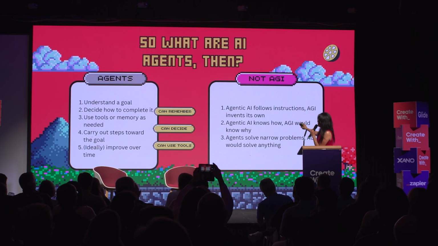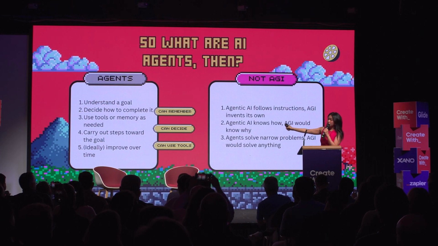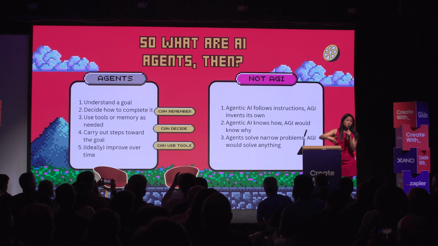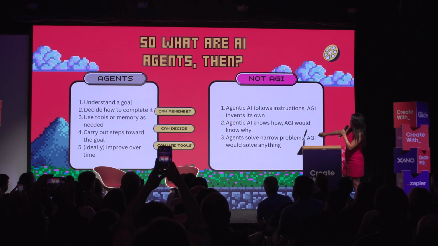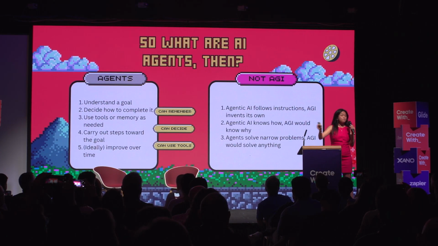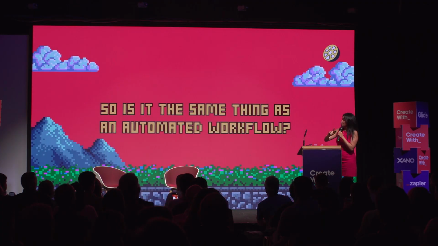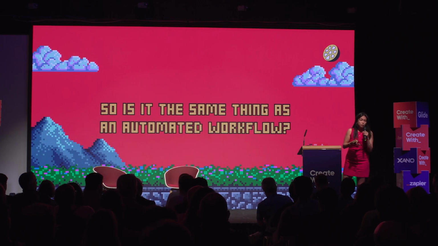They're not AGI, as I said, because agentic AI follows instructions. AGI will invent its own. Agentic AI knows how. AGI will know why. Agents solve narrow problems. AGI will solve everything and anything you give it. But it is also not automation. Automation has existed forever. Ever since I became a product manager, there were already automated workflows. But it's different from an agentic flow.